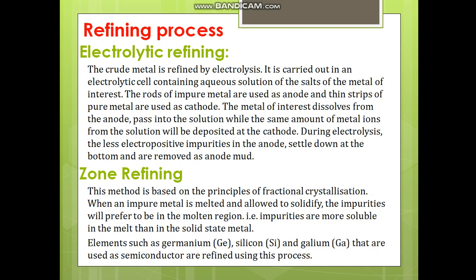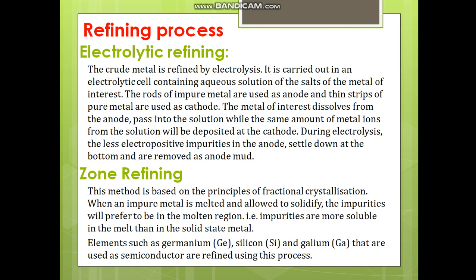They prefer to be in the molten state. The process is repeated several times by moving the heater in the same direction again and again to get the desired purity level. This process is carried out in an inert gas atmosphere to prevent the oxidation of metals. Elements such as germanium, silicon and gallium, which are used as semiconductors, are refined by this process.